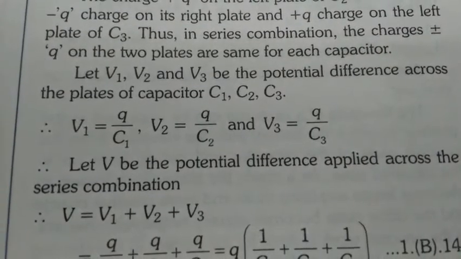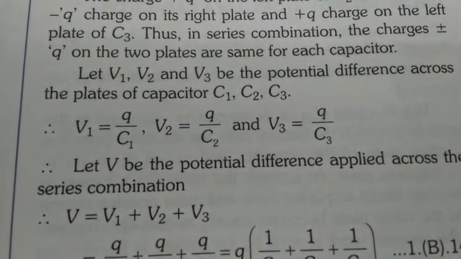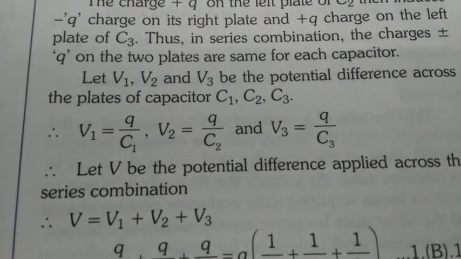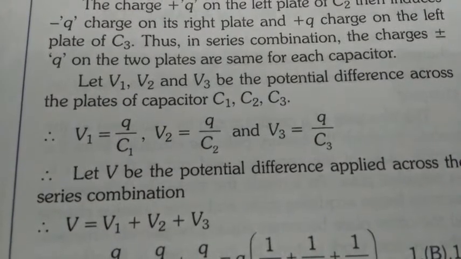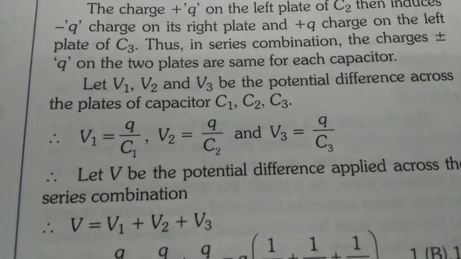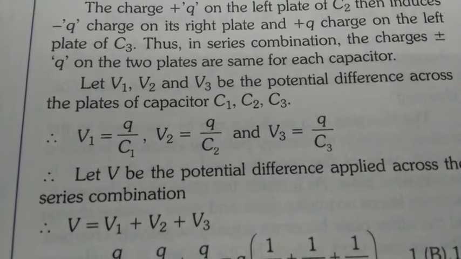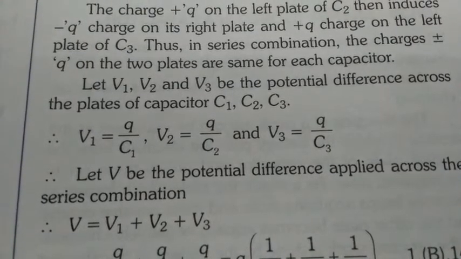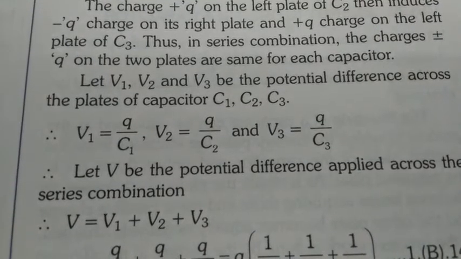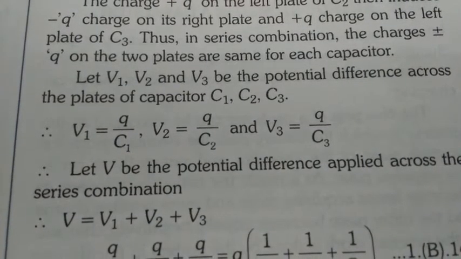Now suppose the capacitances of the three capacitors are C1, C2 and C3. From the formula which we derived in our previous lecture, potential equals charge upon capacitance. So here V1 equals Q upon C1, V2 equals Q upon C2 and V3 equals Q upon C3. Here you must take care that Q is the same for all the plates. That's why we have not denoted it by Q1, Q2, but simply by Q, because the charge on all the plates is the same, but the capacitances are different, so we have used C1, C2 and C3.